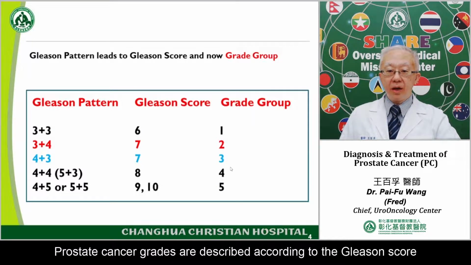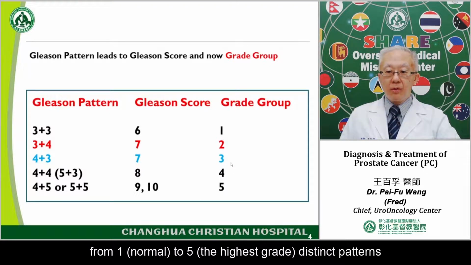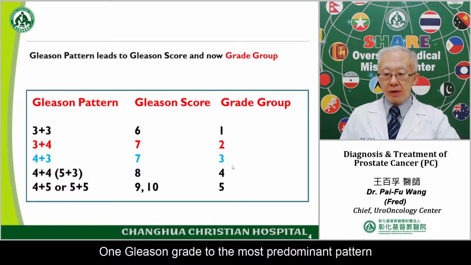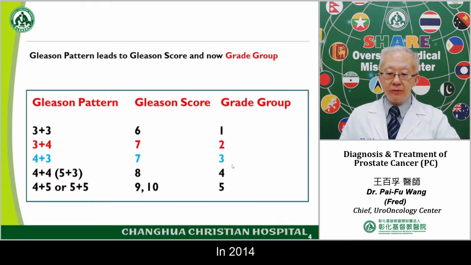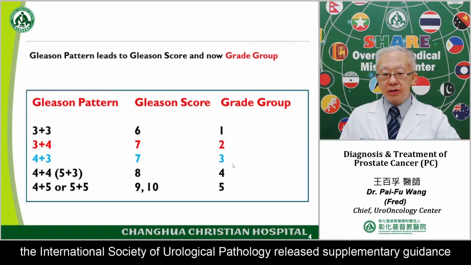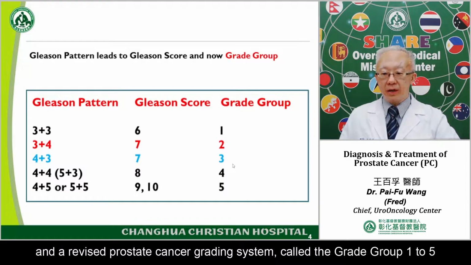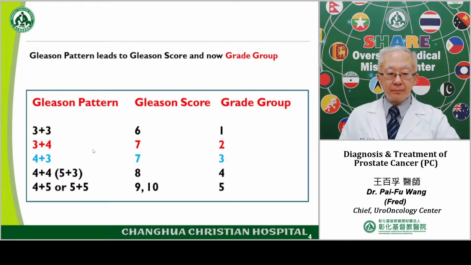Prostate cancer grades are described according to the Gleason score, from 1, the normal, to 5, the highest grade, distinct patterns. One Gleason grade to the most predominant pattern, and a second Gleason grade to the second most predominant pattern were assigned. In 2014, the International Society of Urological Pathology released supplementary guidance and a revised prostate cancer grading system called the Grade Group 1 to 5.